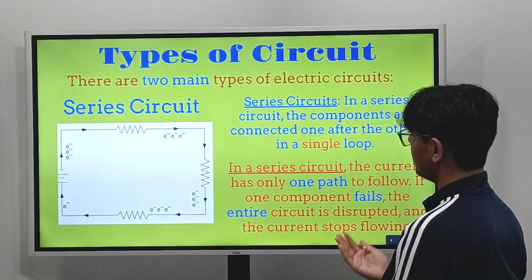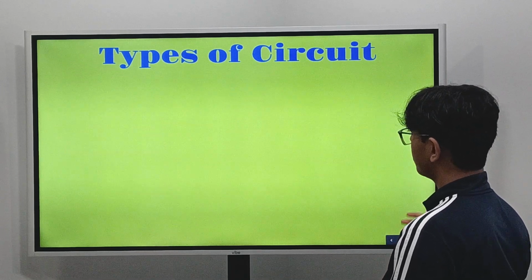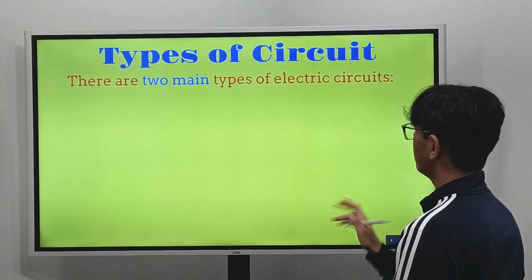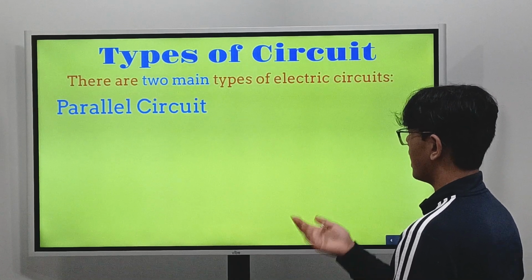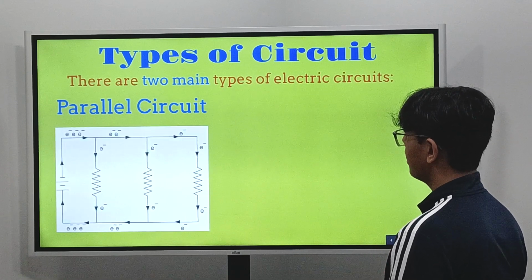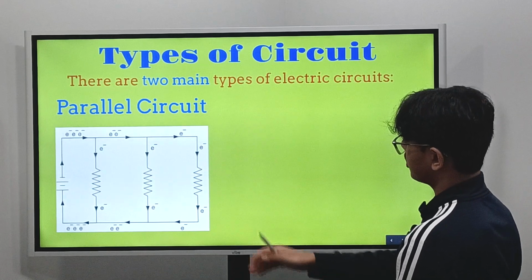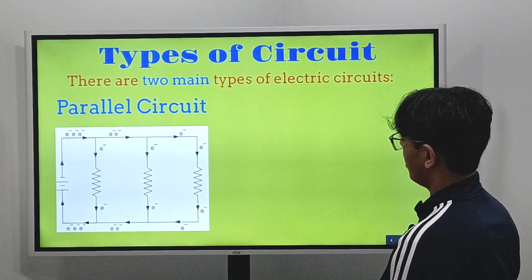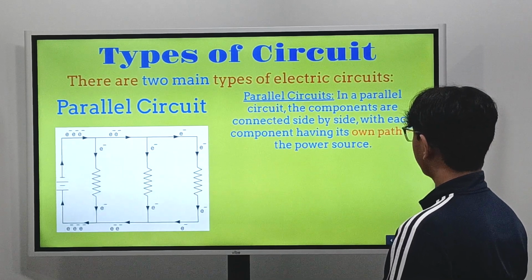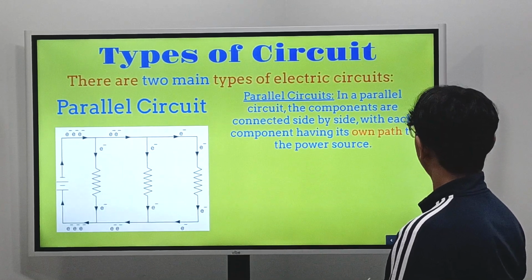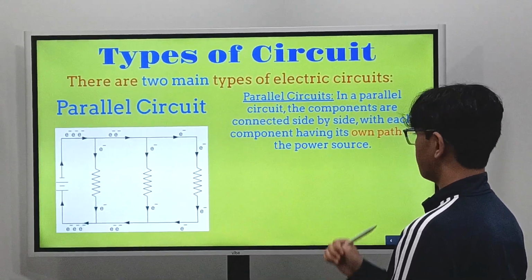So this is a huge major disadvantage of the series circuit, and that's why we've also created a second type of circuit, which is called the parallel circuit. And this parallel circuit solves the problem that we have in the series circuit. So this is how the parallel circuit looks, and we can see just from looking at the picture, there are different directions that the current flows in. In a parallel circuit, the components are connected side by side, with each component having its own individual path to the power source.